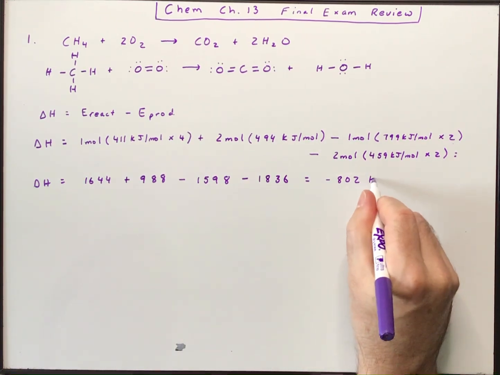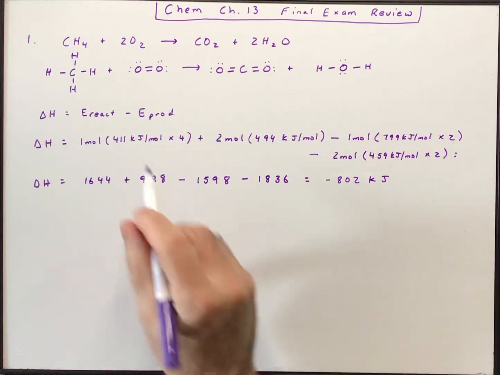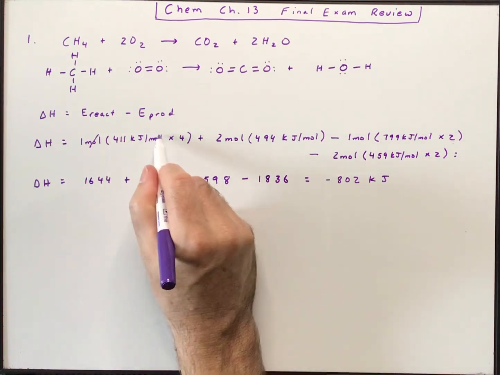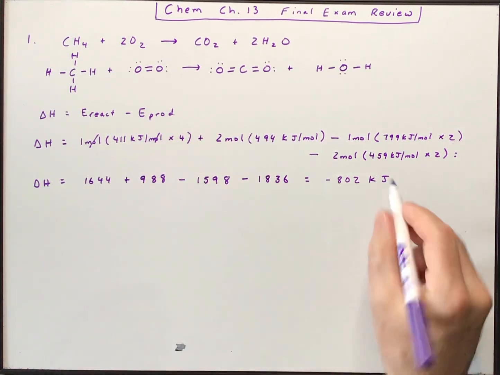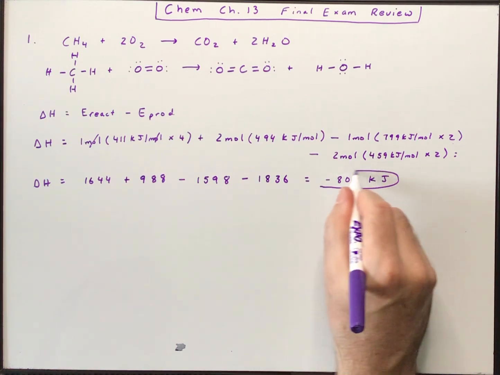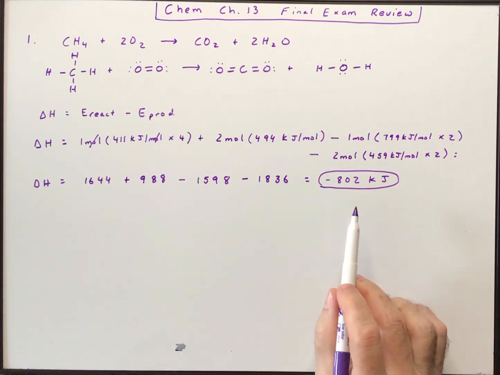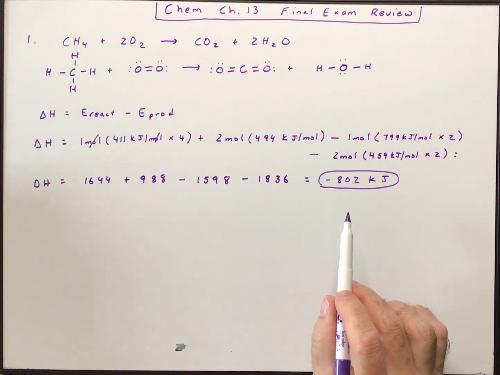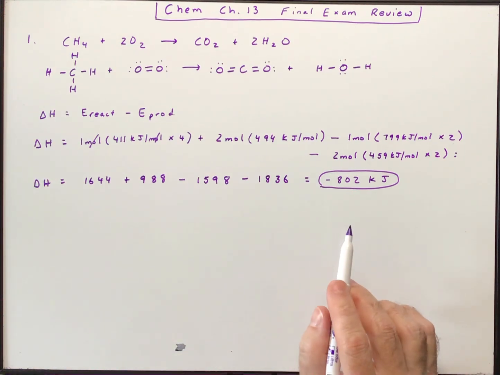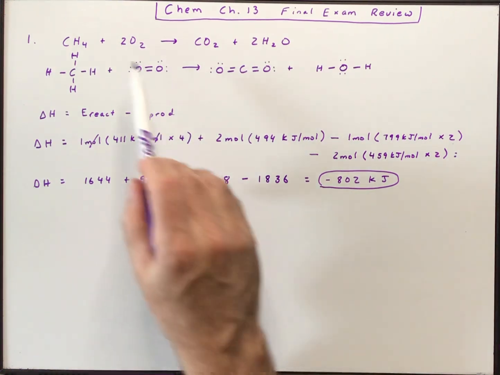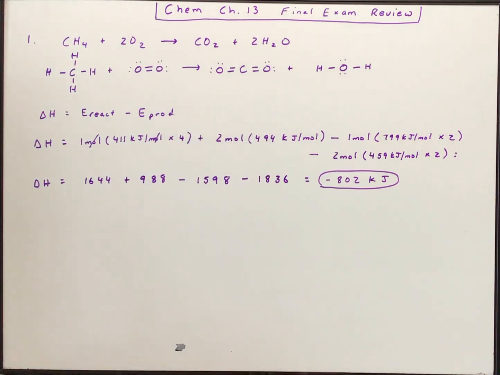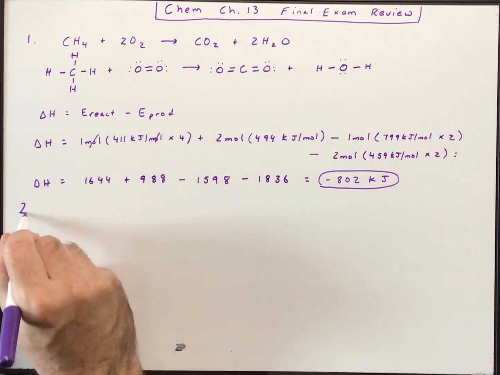And then the unit would be kilojoules, because your moles would cancel, and what's left is kilojoules. So it's negative, that's exothermic. The problem didn't ask that, but indeed it would be exothermic. That makes sense because this is a combustion reaction, so it makes sense that it would release heat and be exothermic. All right, let's see if we can fit number 2 on the board here.